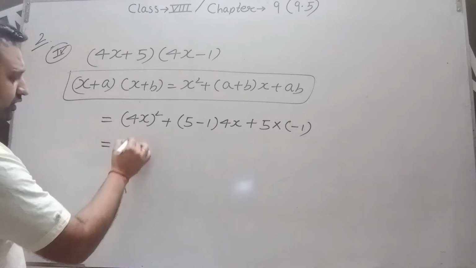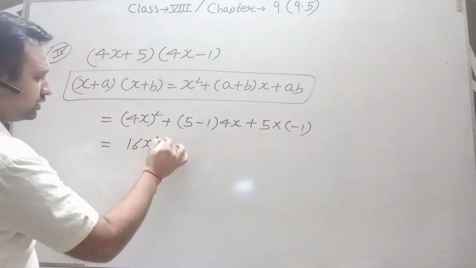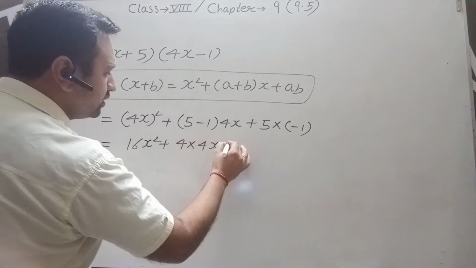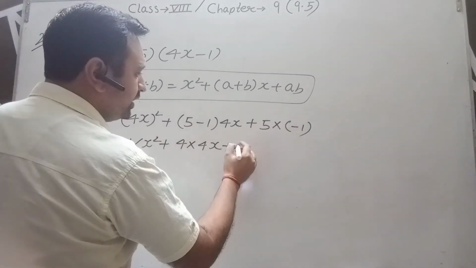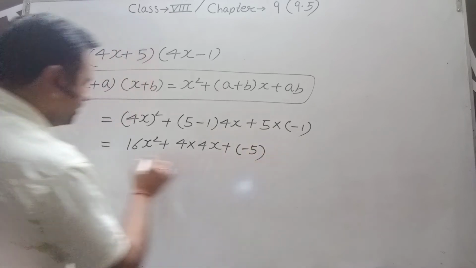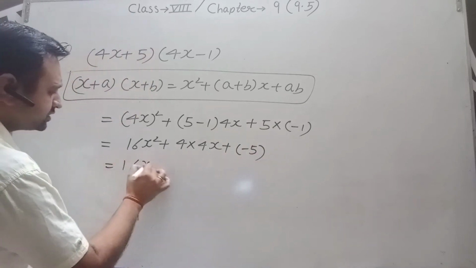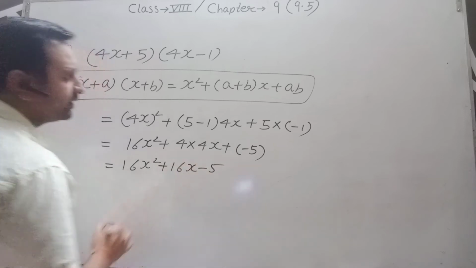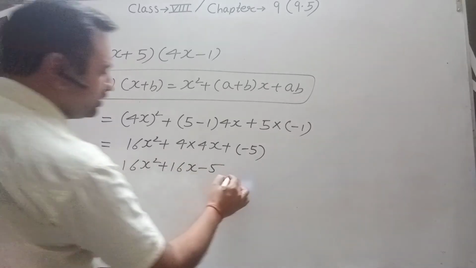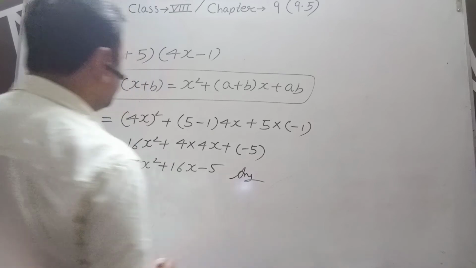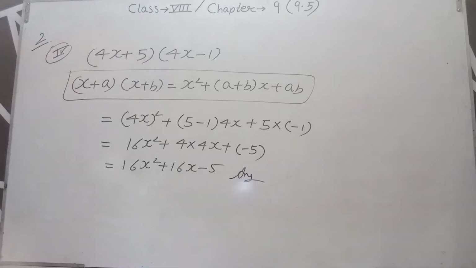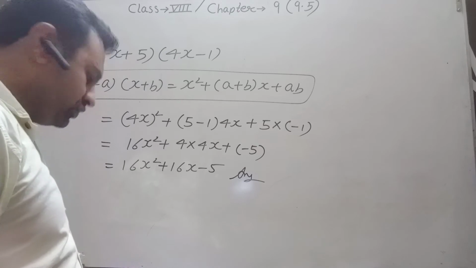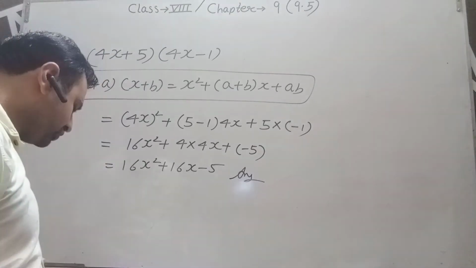4x into 4x is 16x². 5 minus 1 is 4. 4 multiply 4x. 5 multiply minus 1 is minus 5, and the final answer is 16x² + 16x − 5. So it's the final answer of the product of this binomial and this binomial. I'm sure you can do all the other parts yourself. Now we discuss question number 3.